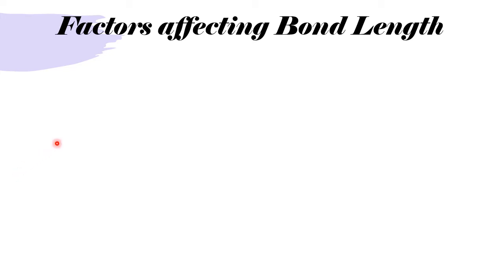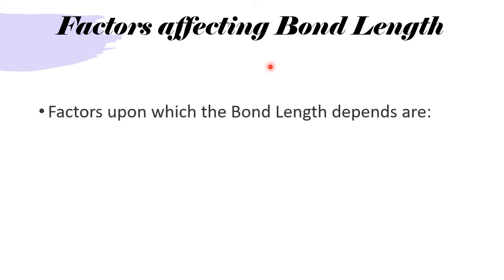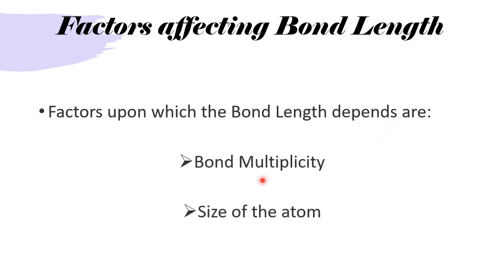Now, factors affecting bond length. On what grounds, on what factors does it depend? The factors upon which the bond length depends are: number 1, bond multiplicity. Number 2, size of the atom. What do you mean by bond multiplicity? Bond multiplicity means the number of bonds between the two atoms. If only one bond is there, bond multiplicity is 1. If there are two bonds between the two atoms, then bond multiplicity is 2. So bond multiplicity is the number of bonds between the two atoms.